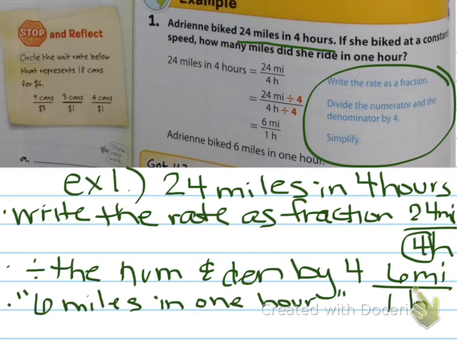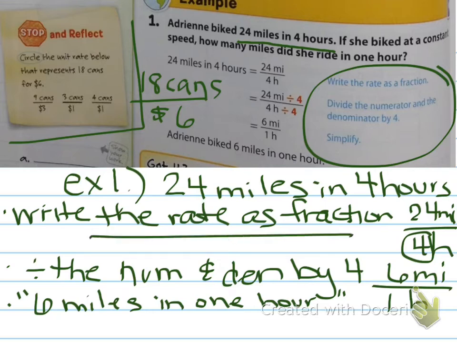Now we don't have to include this in here, but I'd like for you to follow along over here in this top left corner that I have. It says circle the unit rate below that represents 18 cans for $6. So we've got 18 cans for $6. So maybe you can write that on your paper. 18 cans for $6. And we're going to do the same thing as we did here.